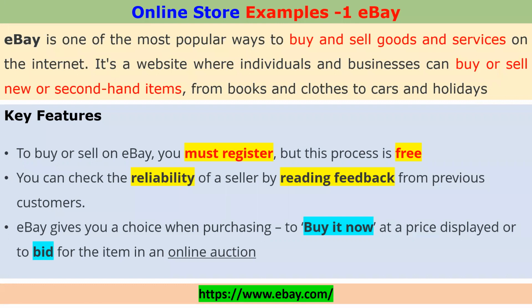Then there is the reliability of sellers and reading feedback from previous customers, reviews. Normally eBay provides reviews, and through the reviews you can get the ideas of previous customers of eBay. Then they say eBay gives you a choice when purchasing: buy it now. That's one facility where immediately after your payment you can buy the product.